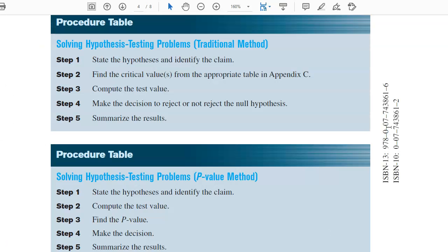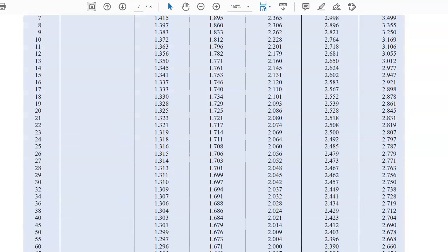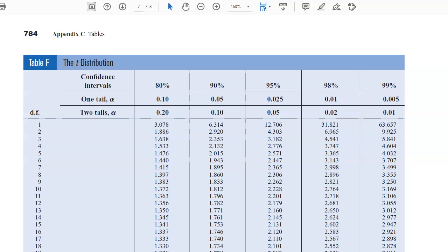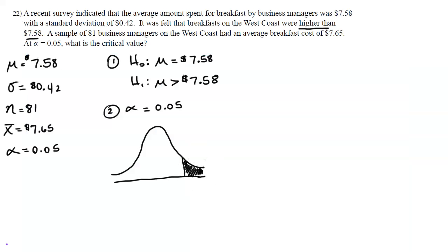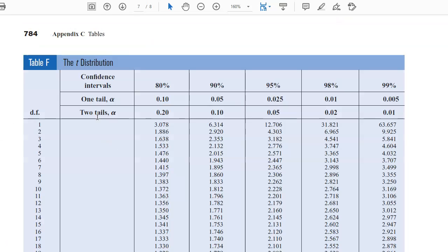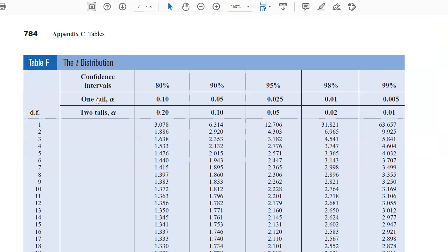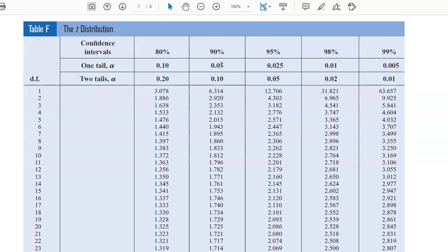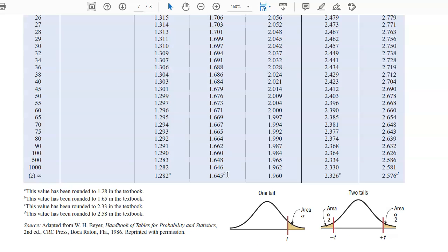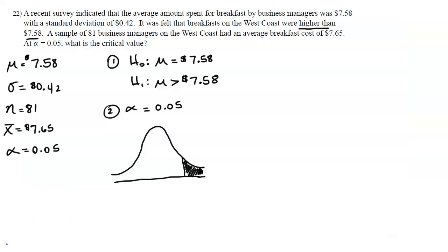Okay, so here's what we do. The quickest way to get there is to go to the T distribution again, right? This is a one-tailed distribution. We're just talking about greater than. So one-tailed, alpha is 0.05, all the way down: 1.645, or you can say 1.65. 1.65 is our critical value. That's the answer to the question.